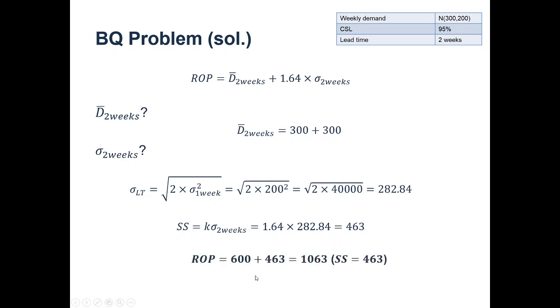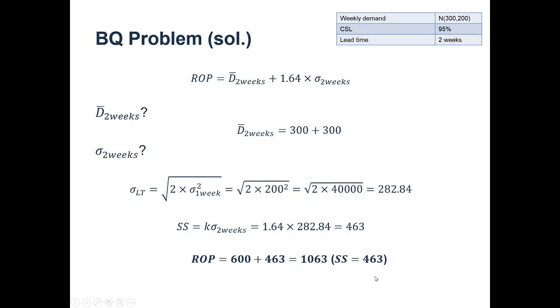So when we are selling these BQ phones and we find that our inventory level falls to a value of 1063, we will place a new order, and that will allow us to meet the demand during the 2 weeks that we have to wait for that order to arrive. Most of the times will be okay because we've placed a cycle service level of 95%. So only 5% of the times the demand will be larger than this value here. And the rest of the times the demand will be less than this, so we won't have stockouts.